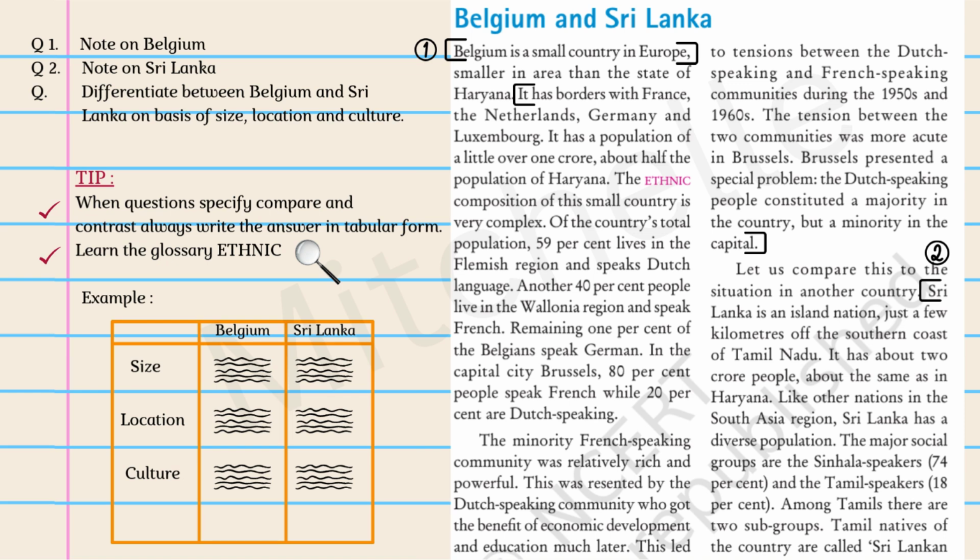Beta, don't ignore the glossary on this page. Learn it well, as it can be asked as an MCQ, where the definition will be given to you and you are given options to choose the right answer.